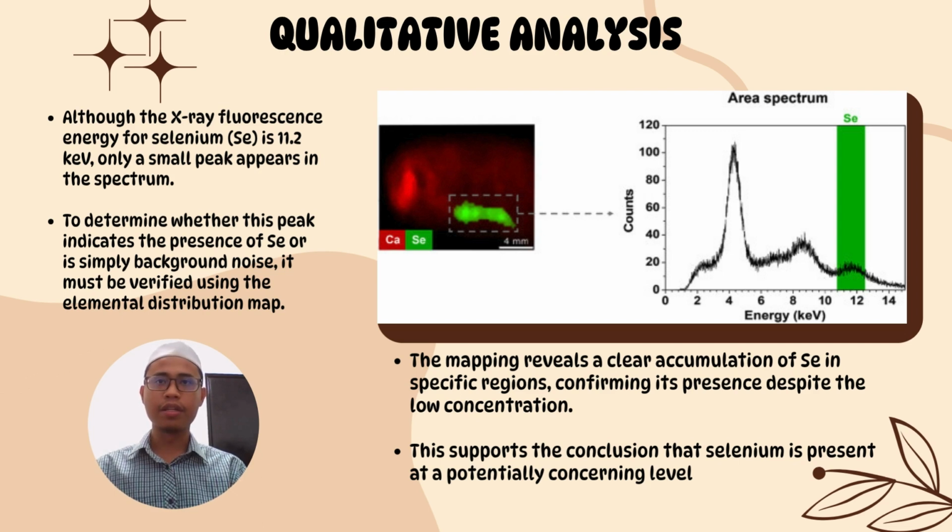Although we can see that selenium exists in the spectrum, it only appears as a small peak. Therefore, we need to determine whether that small peak is the presence of Se or is simply just background. So we must verify it by using the elemental distribution map. How this works is by revealing a clear accumulation, shown in the color green in a specific region, confirming its presence although at low concentration. This supports the conclusion that selenium is present at a potentially concerning level.